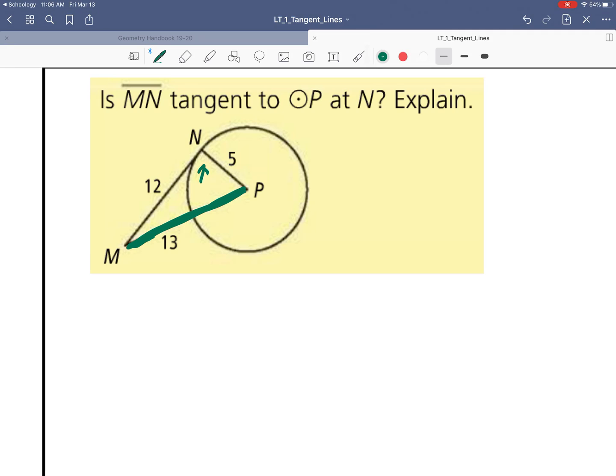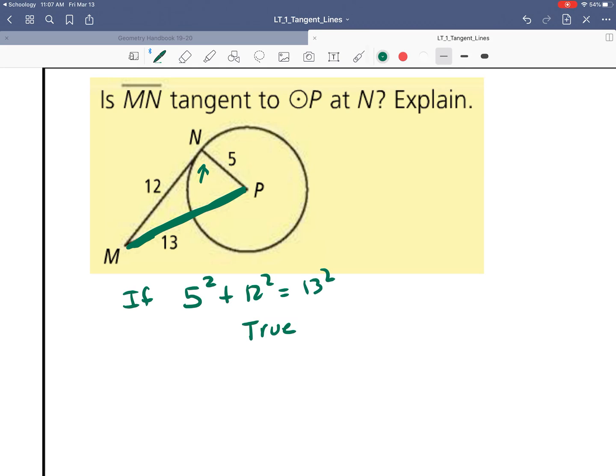What we can do is use the converse of the Pythagorean theorem, where it says if a squared plus b squared equals c squared. So if 5 squared plus 12 squared equals 13 squared, then we know that we have a right triangle. And if we have the right triangle, then we know that the radius is perpendicular to line MN, therefore MN would be tangent. So we solve this and we see that we get a true statement. In fact, 5, 12, 13 is a Pythagorean triple.